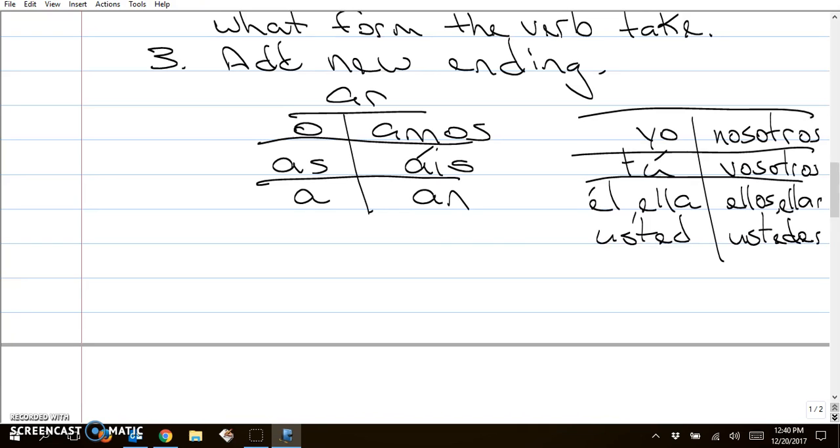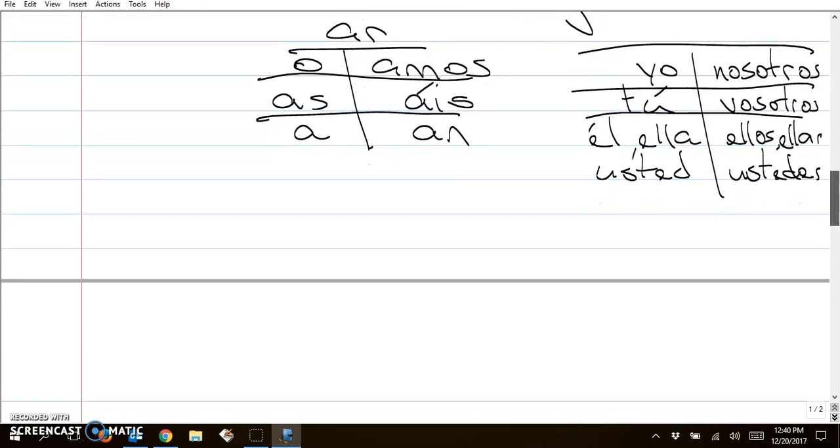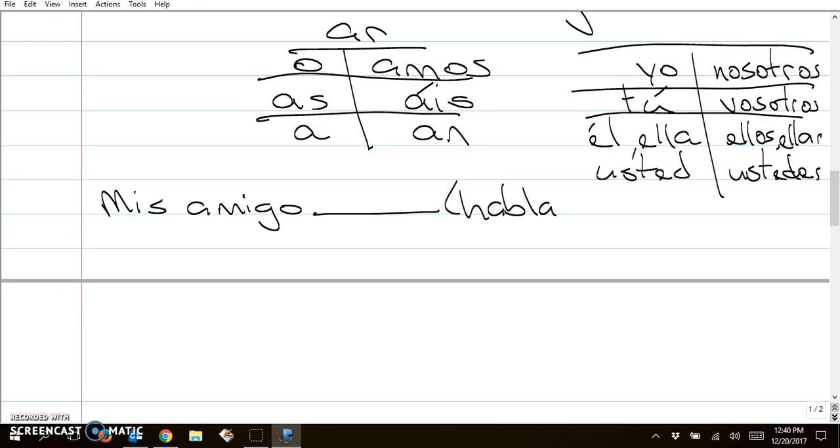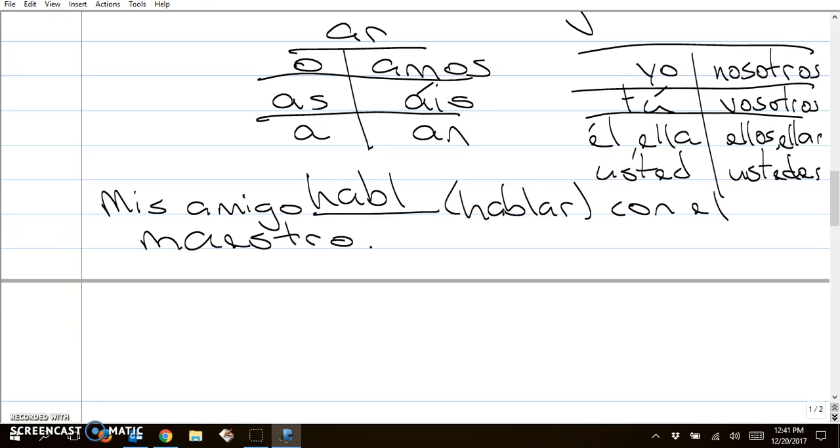Now, if we want to do some examples, I'll scroll up and try. There we go, give me a little room. Mis amigos, blank, and we'll use the verb hablar, con el maestro. My friends, blank, with the teacher. So the verb is to talk. So if we take step 1, we take off the AR, you're left with HABL.